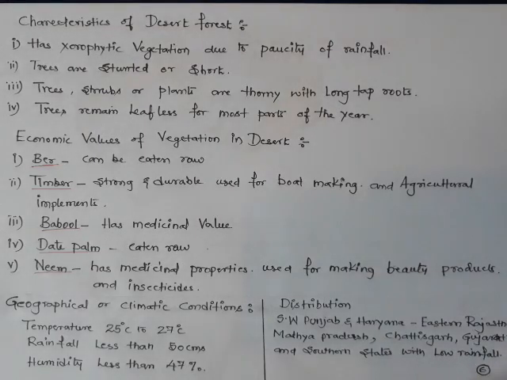Economic values of the trees found in the desert, like ber, which can be eaten raw. Timber is usually strong and durable, which is used for making boats and agricultural implements. Babul is used for manufacturing toothpaste, so it has medicinal value. Date palm, which has high iron content, is edible. It can be eaten raw.